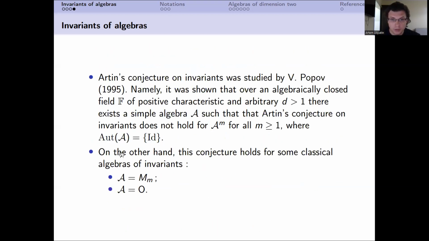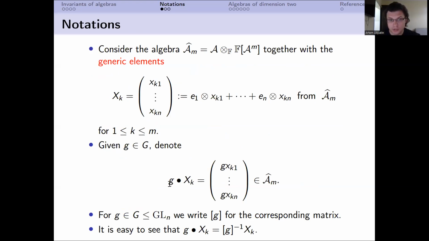And to do this, we introduce another notation. So we write g black dot xk for such an element. This symbol is not the action of g on xk, because xk is an element from here. It's just notation. And then for an element g from this group G, in other words, from the group of automorphisms of the algebra A, we write g in square brackets for the corresponding n by n matrix. And so then here's this formula. On the left-hand side, we have this element. What do we have on the right-hand side?